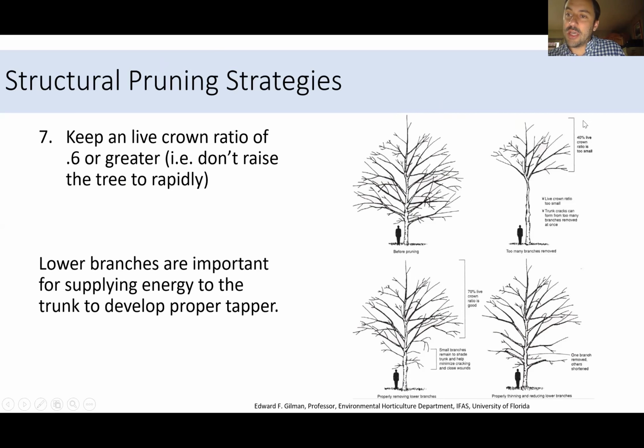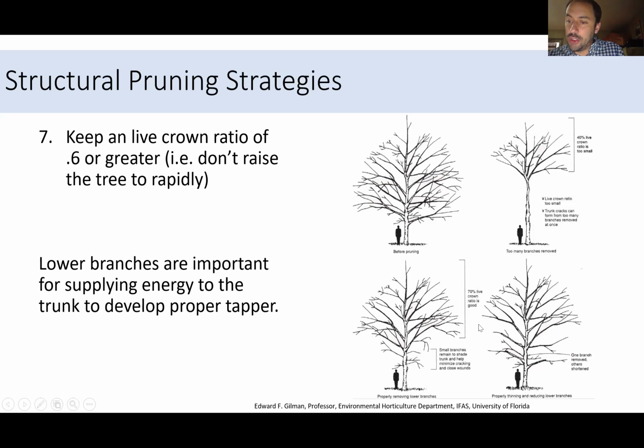The top right illustration is obviously incorrect. You've raised it much too far, too fast. That tree is going to be placed under stress and it's not going to form proper tapering of the trunk. It won't have that trumpet-like taper on the trunk, and will be much more prone to failure. Both of the lower two versions are acceptable. In this version, they've just removed the larger lower branches and left these little small ones. So there's still some leaves to provide energy to the main trunk, but over time, they'll probably come off too.